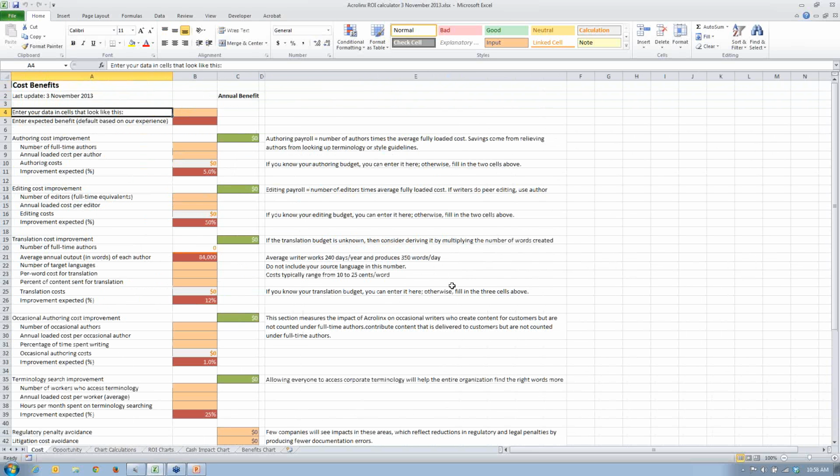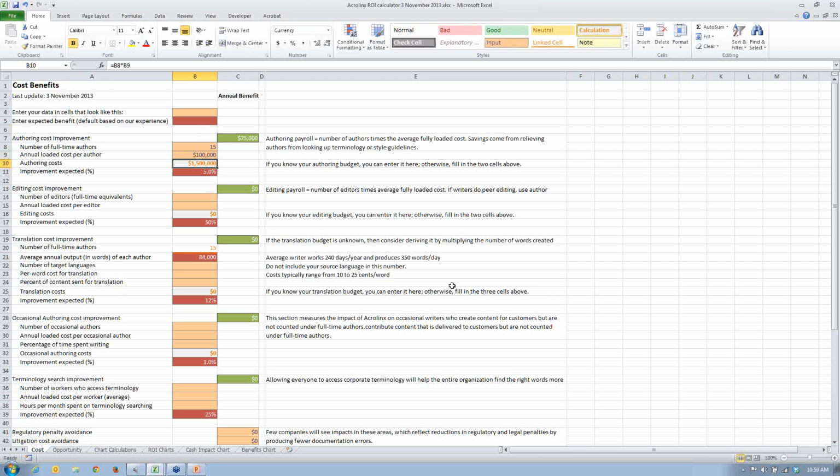I did not include that in the presentation. So you'd enter your data in cells that have this salmon color. You also, for the ones that are in this dark salmon color, you may want to change our numbers there from what we've established as a norm. So for example, you could say, well, I have 15 full-time authors, and the annual loaded cost per author is $100,000.